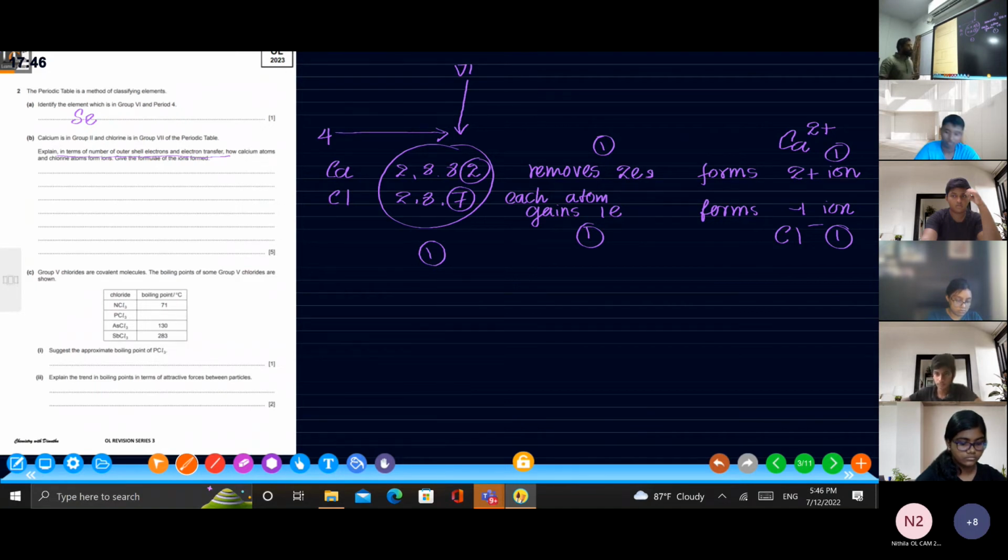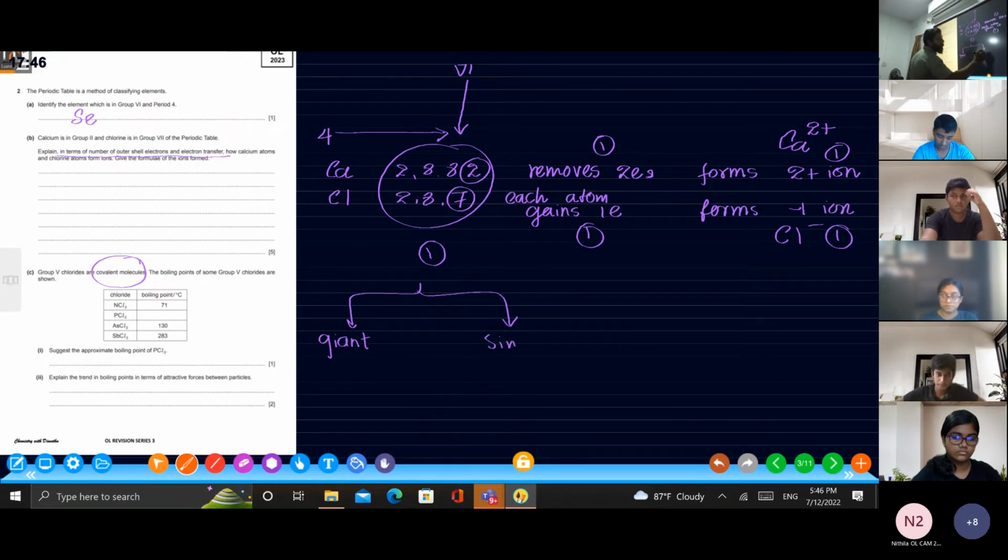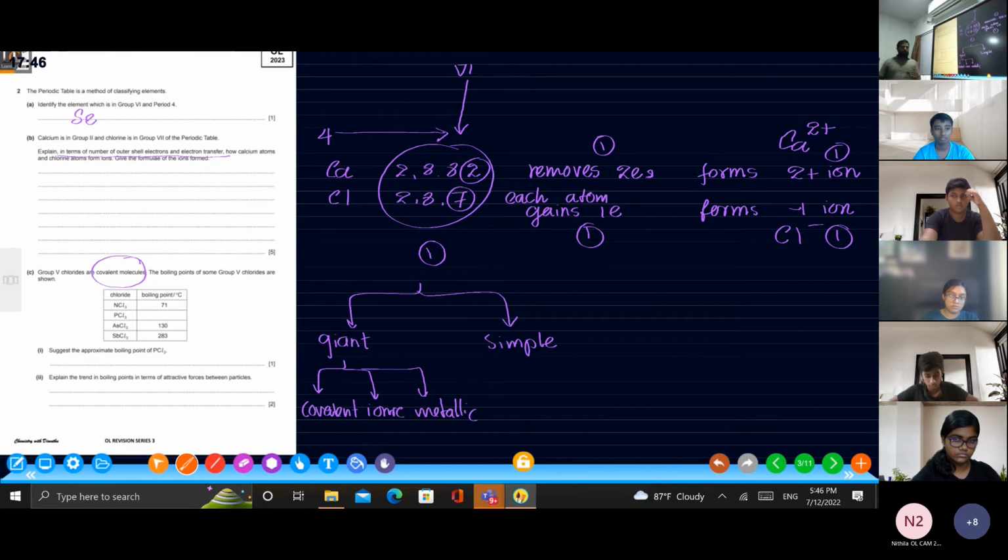Group 5 chlorides are covalent molecules. So from your mind, you need to go to the structures of compounds. We have giant structures and simple covalent structures. In giant, you have giant covalent. I'm giving you some short note hints during the discussion, and I'll be improving the revision class even further.